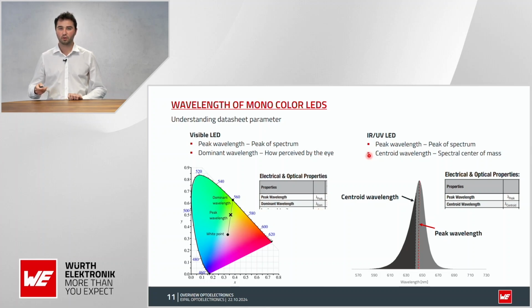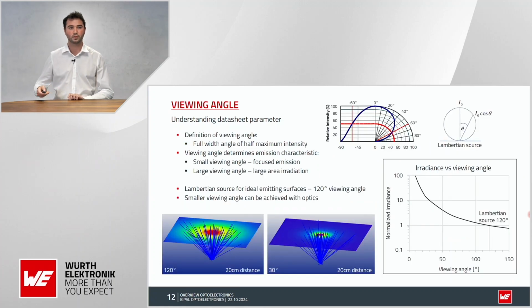On the other hand, if you use infrared or UV LEDs, they don't emit in the visible range. There we use a different value called the centroid wavelength, which is basically the center of mass of the whole spectrum. But most of the time the peak wavelength is the relevant one.